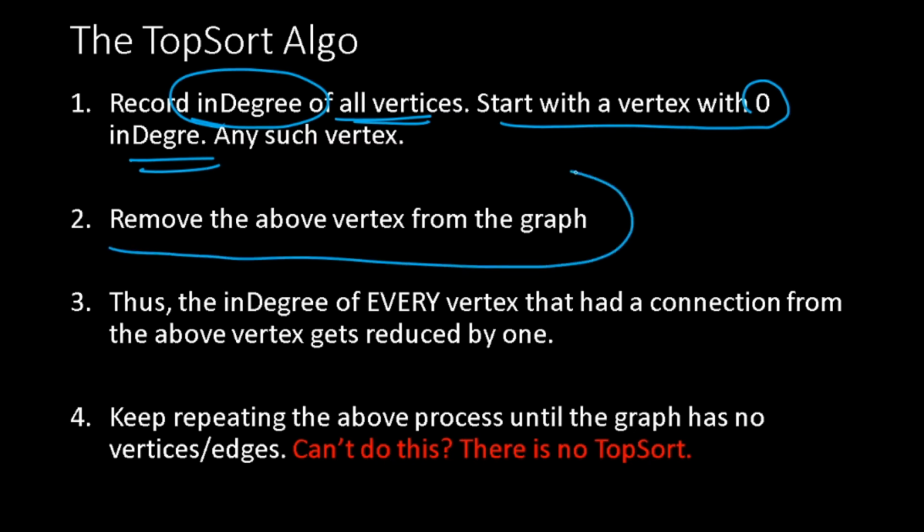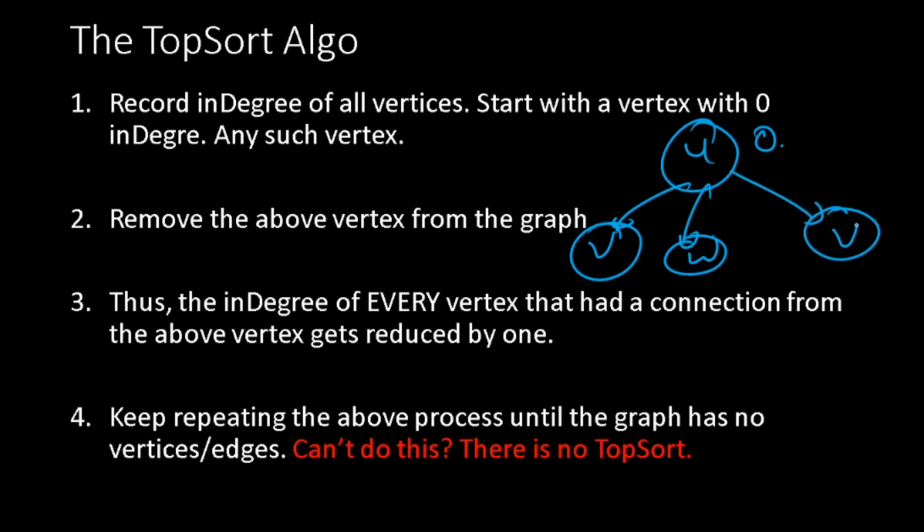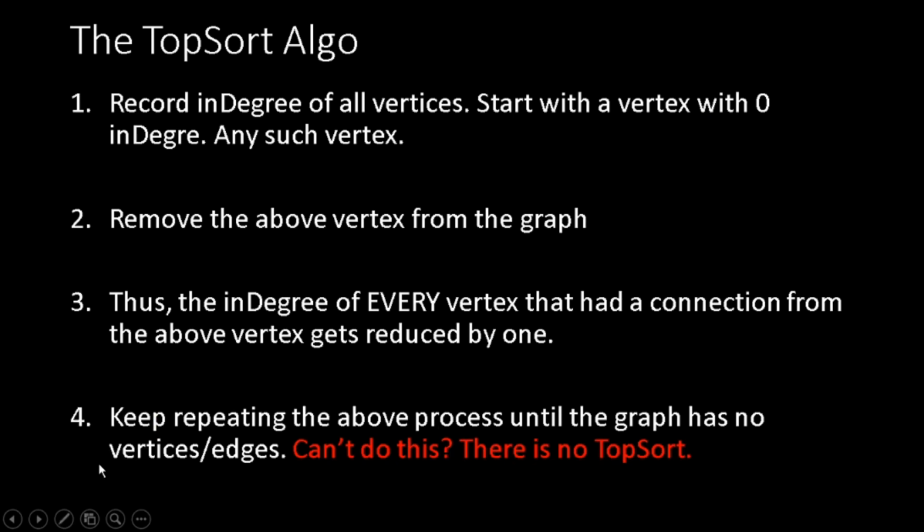Then remove the above vertex from the graph. Once you remove the vertex, let us say you have u with 0 in degree, then you have v, w and x, 3 vertices that flow from u. Once you remove u, the in degree of all these vertices can be decremented by 1, and we have to repeat the process. I will walk you through the algorithm practically, then it will make sense.